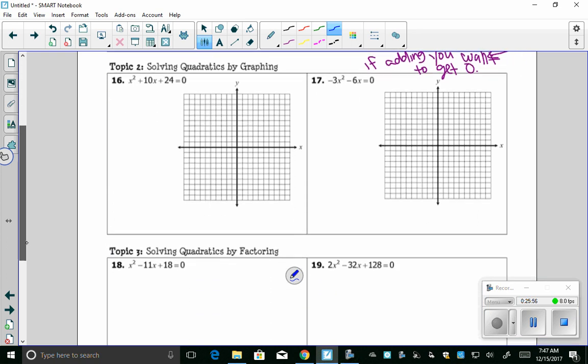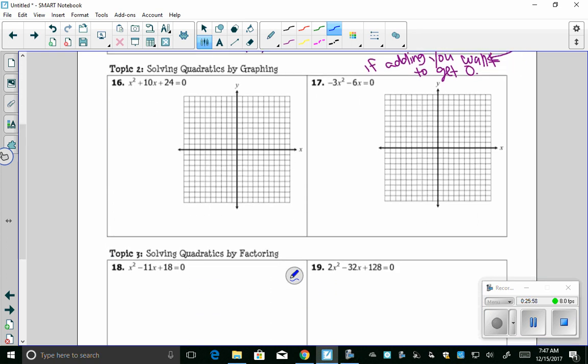Okay. Topic 2, solving quadratics by graphing. When you are solving quadratics by graphing, remember the answer is where it crosses the x-axis. So to find my vertex, I'm going to use the formula of opposite of b divided by 2a, where a is here, b is here, c is here.